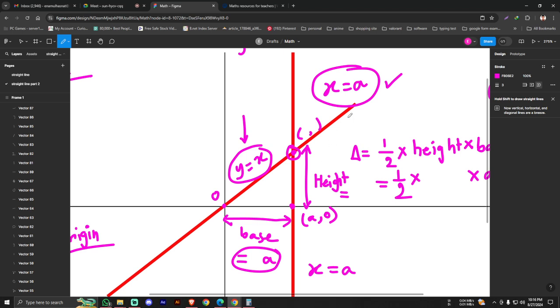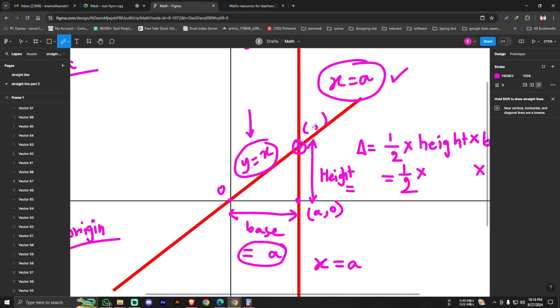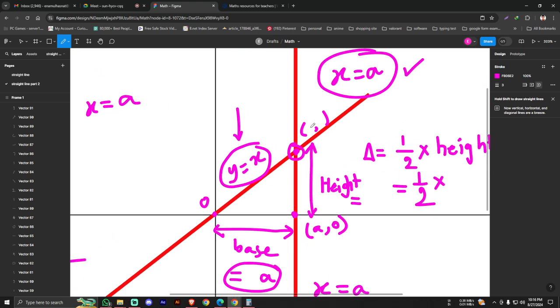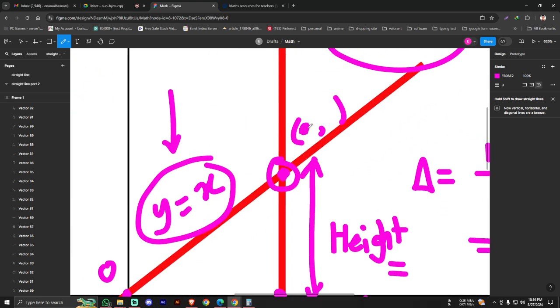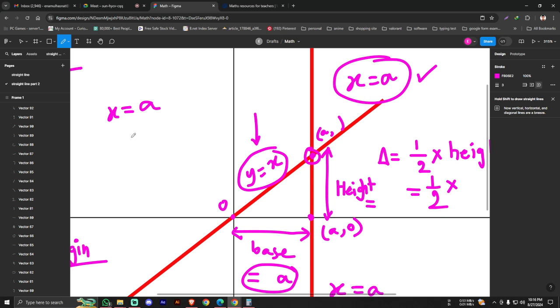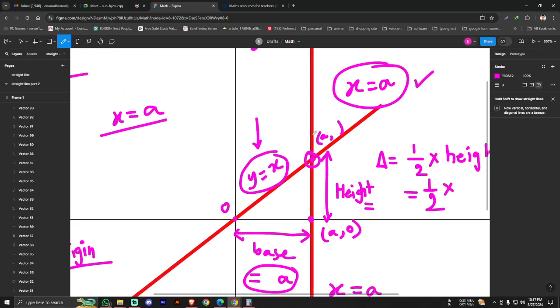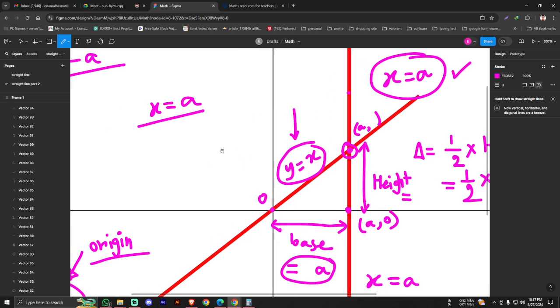Would it be x equals a? Would it be a y? Suppose we know x is equal to a, right? That means the x value is a. Now if we put the x value a in this line, the x value here is a. Any point in this straight line, the x value will be a, right? Even this point, even down here.